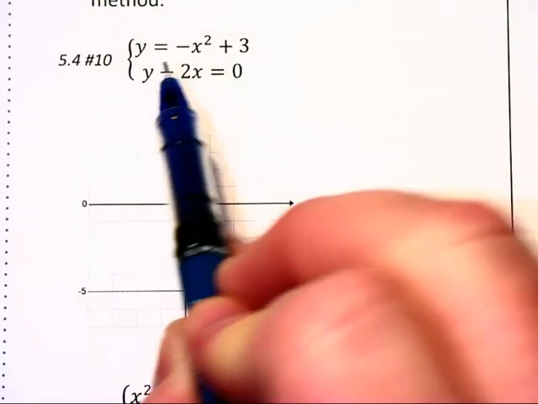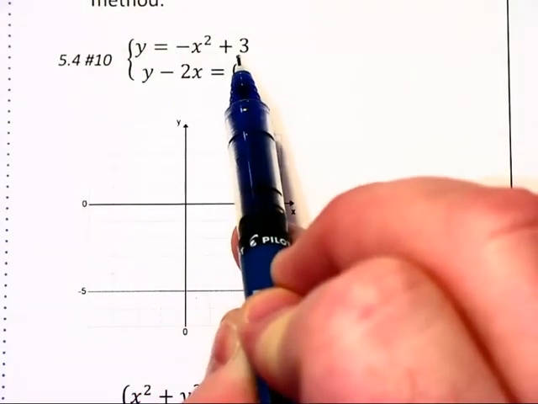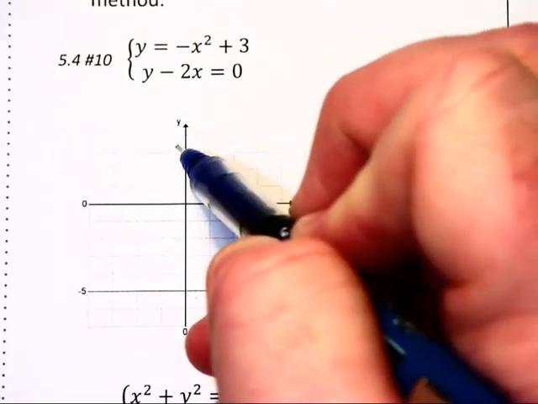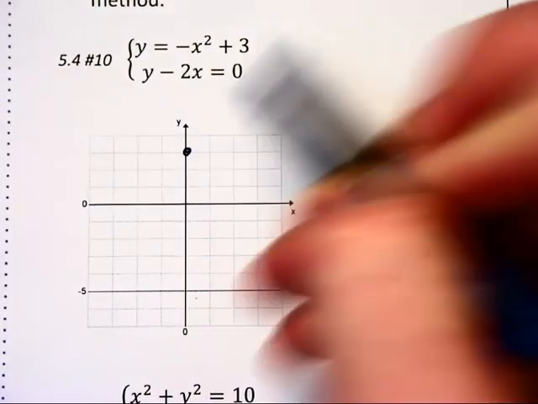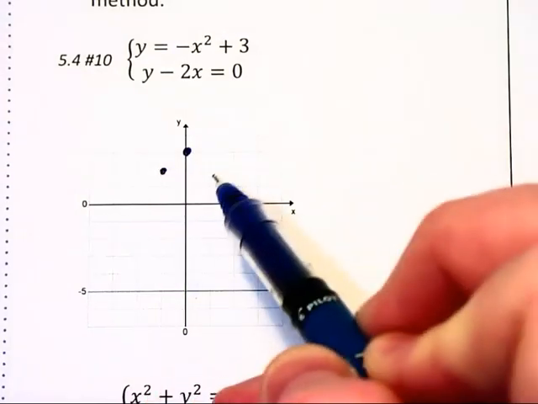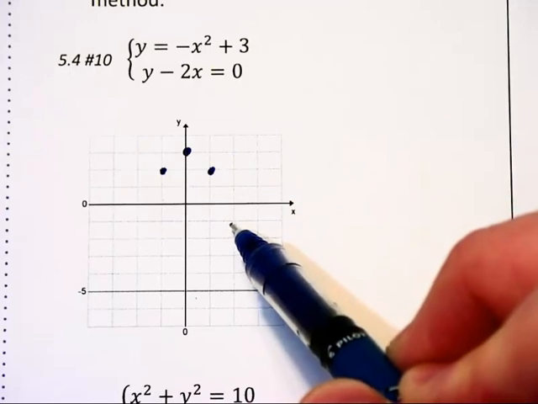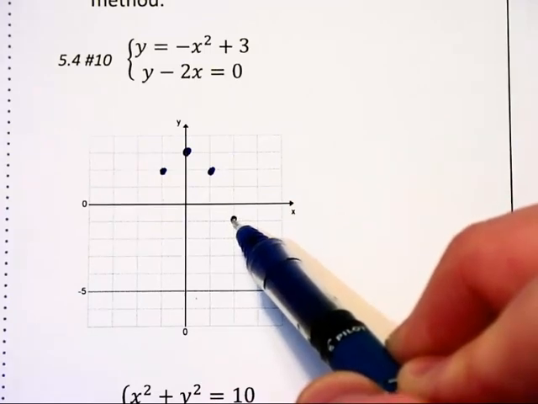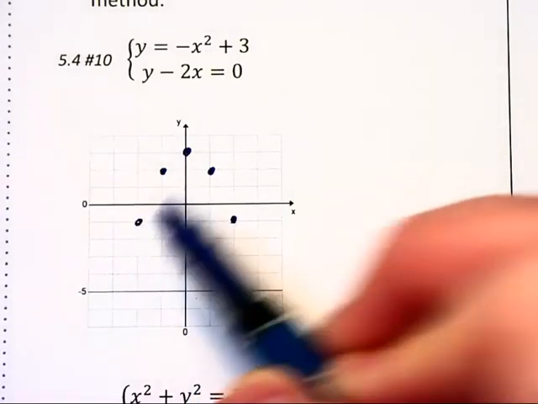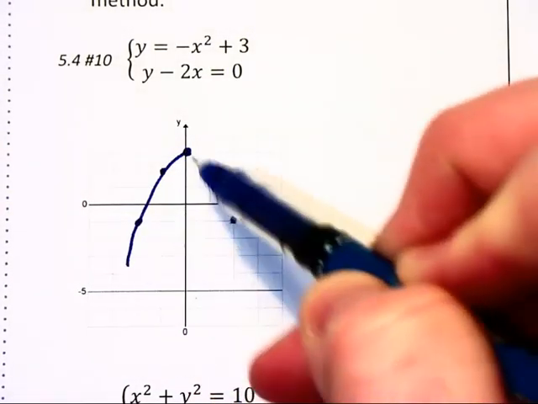We have a parabola. The negative tells us it opens downward, but it also tells us it's up 3 units to start with. So here's a parabola 3 units above the origin. Your standard parabola goes down 1 and over 1. It also goes over 2 and down 4, which gives us a couple of points there and there. So we're going to have this parabola.